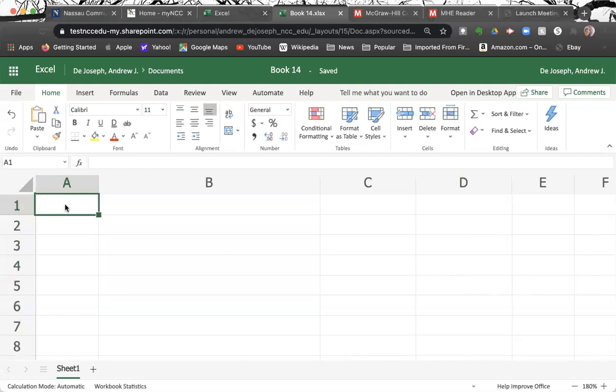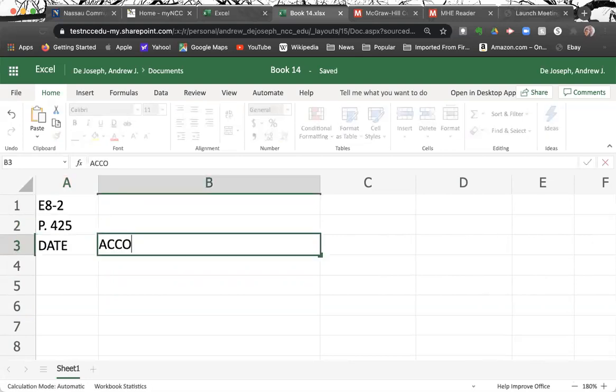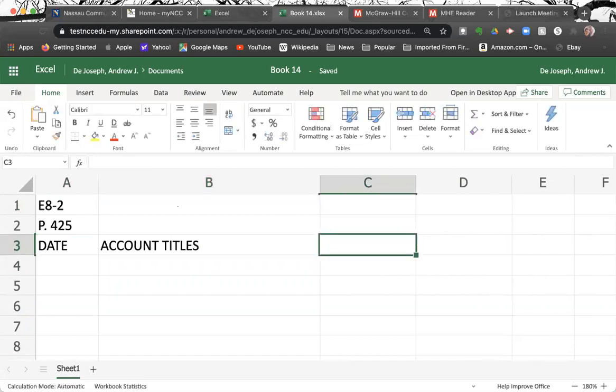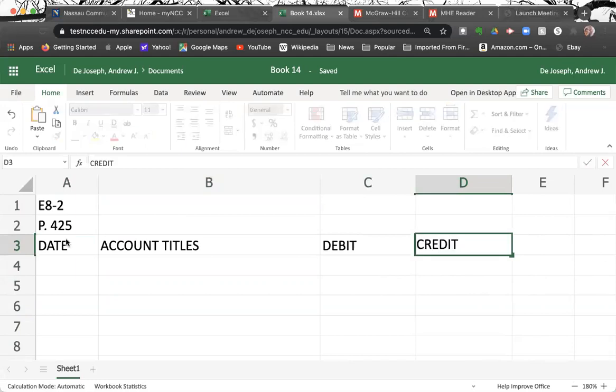Okay. So this was exercise 8-2, which in the book is on page 425. And we're going to make journal entries. So we need date, account titles, debit, credit, right?